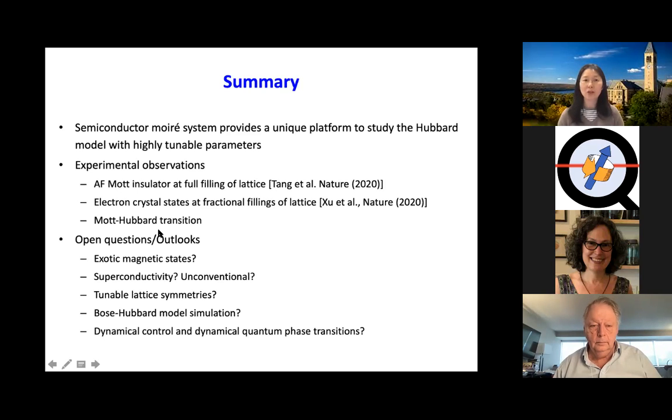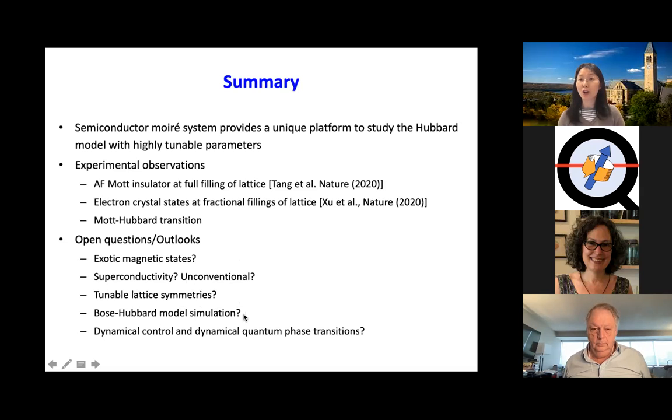And of course, there are many open questions. Are there exotic magnetic states? Can the system be superconducting? And if yes, is this conventional or unconventional? So far, we've talked about the triangular lattice. Can we tune the lattice symmetry? Because we know this is important for magnetic interactions.